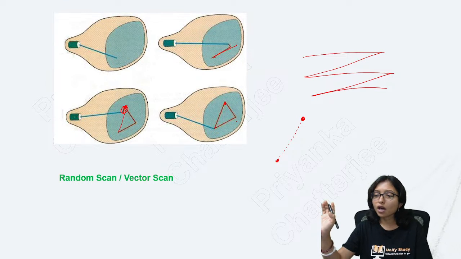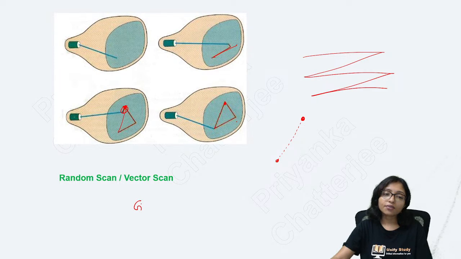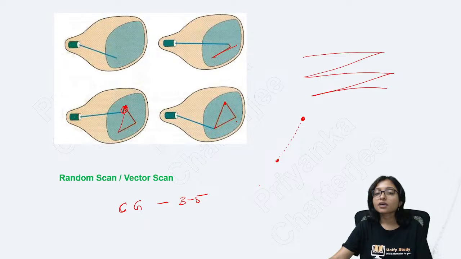From this topic, how many questions are there? Computer graphics. In computer graphics you can expect 3 to 5 questions. It is your unit 3. Normal weightage is like that.